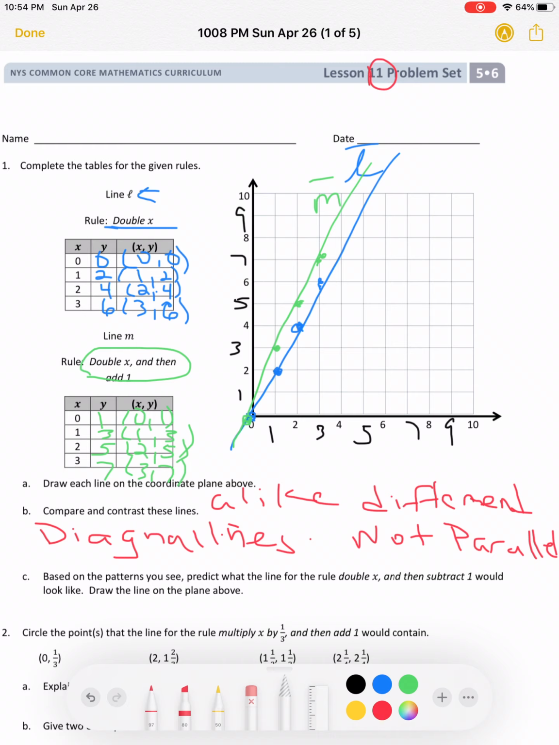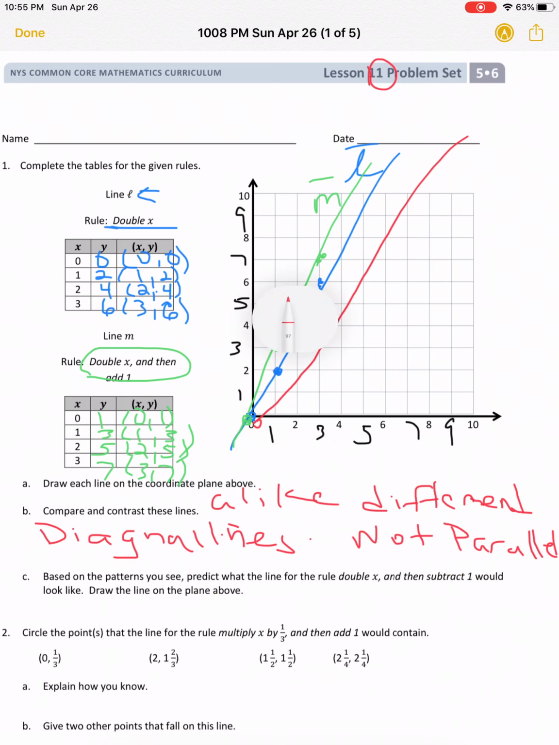Very good. It says draw that line. So let's use red. All of them have started at the origin, 0, 0 coordinates. And it would be maybe something like that. Very good. Let's look at the next points here.